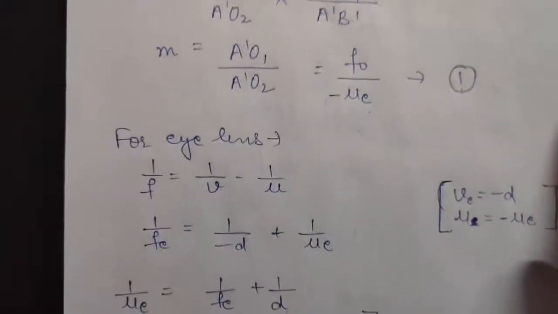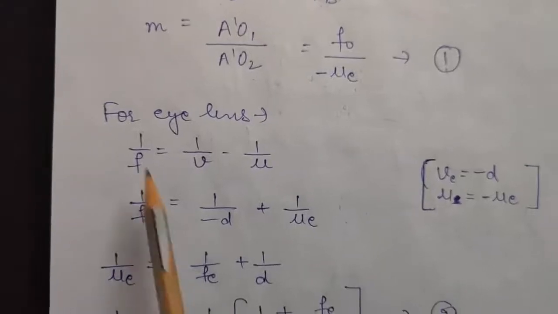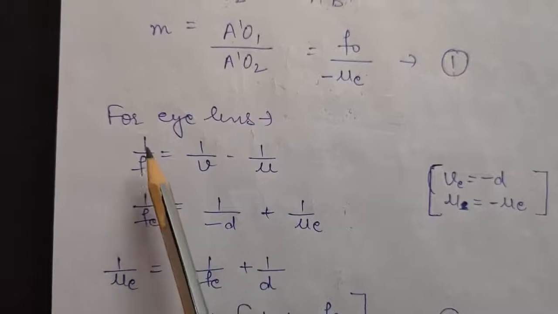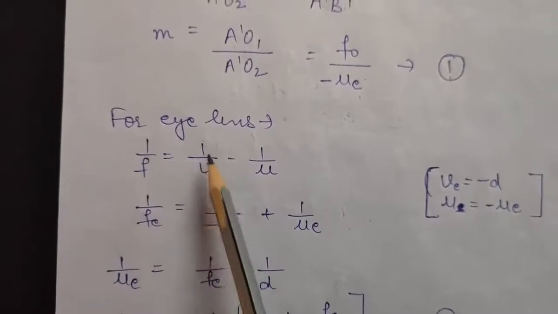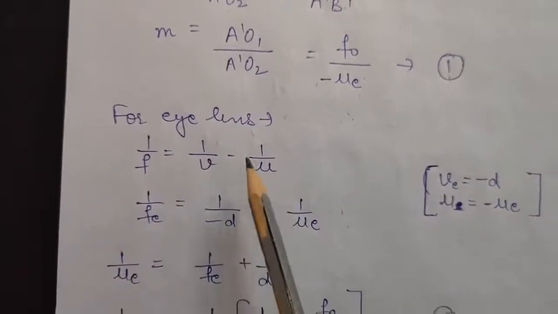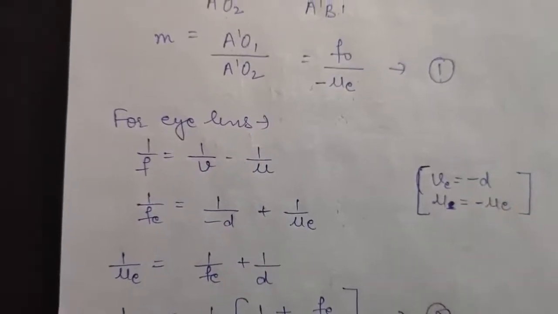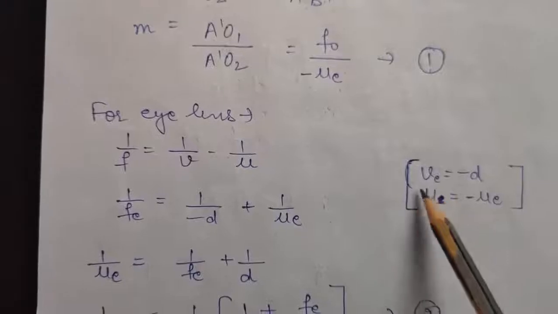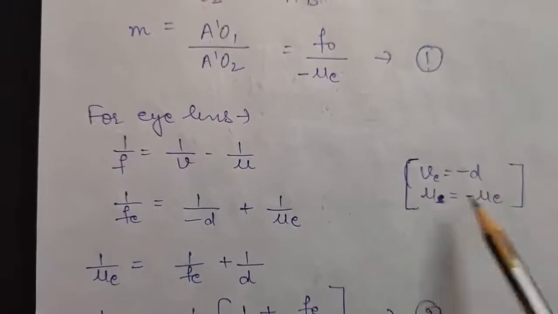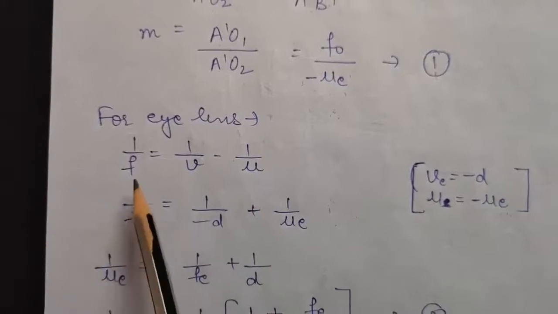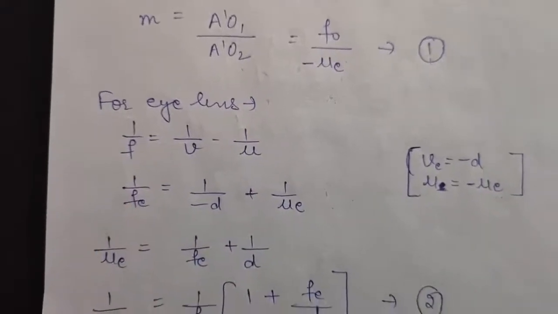Okay, now we will be considering the eye lens, and we will be using the lens formula for that. As you know, the lens formula is 1 upon f is equal to 1 upon v minus 1 upon u. For the eye lens, as the final image is formed at the least distance of distinct vision, VE is minus D and U we are taking to be minus UE. So just put both the values here. FE I am taking to be FE because this is the eye lens.